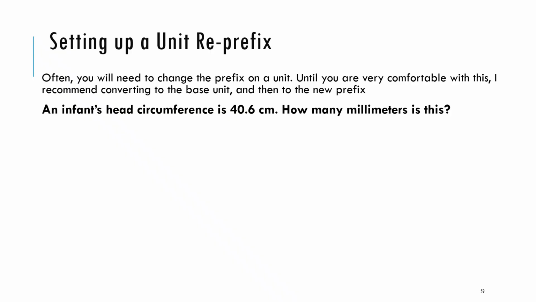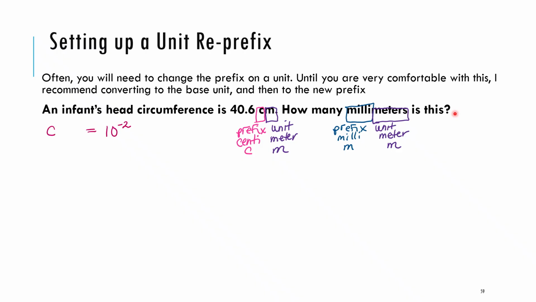Often we work with SI unit prefixes. When converting between prefixes, it is often easiest to stop at the base unit first. For example, an infant's head circumference is 40.6 centimeters. How many millimeters is that? First, recognize that cm and mm are different prefixes of the same unit, meters. The prefix centi means 10 to the minus 2, and milli means 10 to the minus 3.